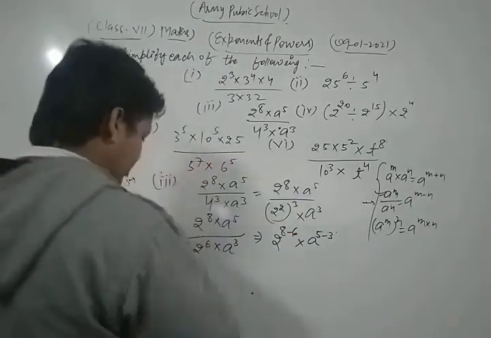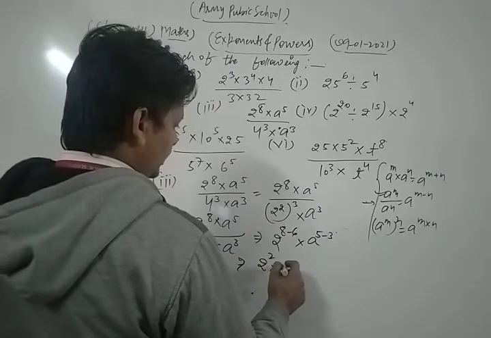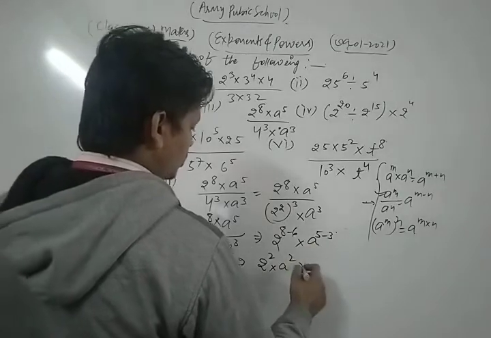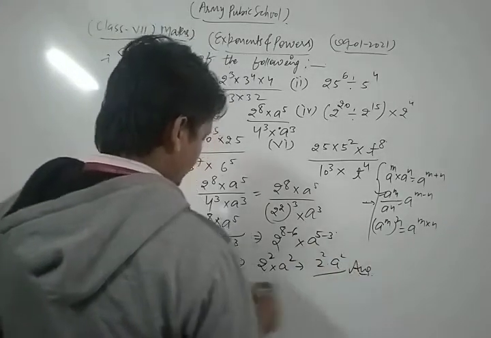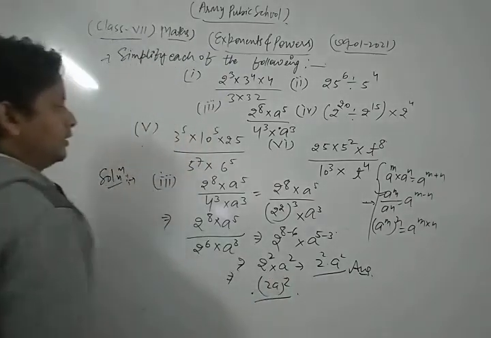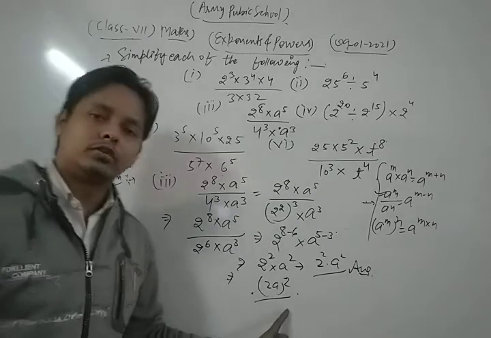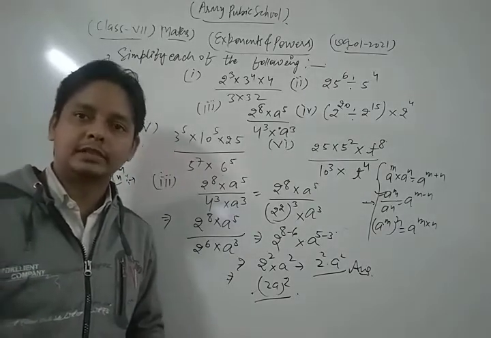So we get 2 power 8 minus 6, that is 2, into a power 5 minus 3, that is 2. So this is 2 power 2 into a power 2, our required solution, or we can write (2a) whole power 2. Okay, so this is the required solution of the given question. This is the different method to solve that type of question.